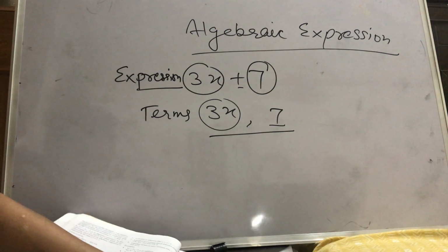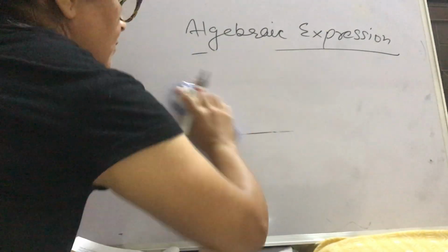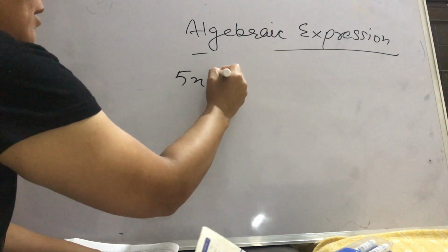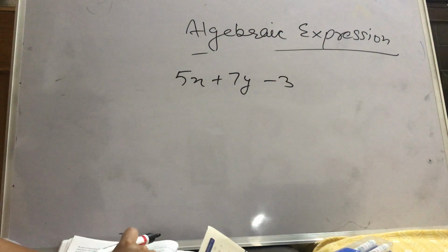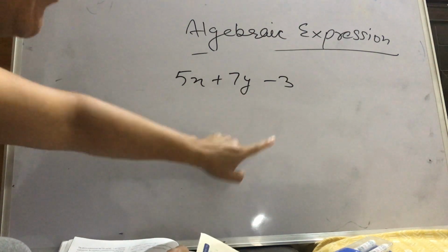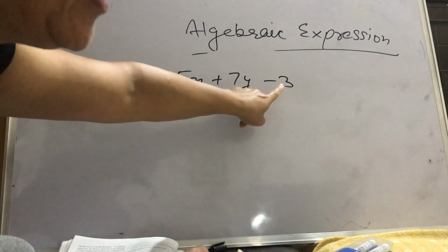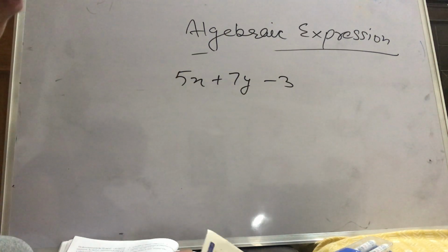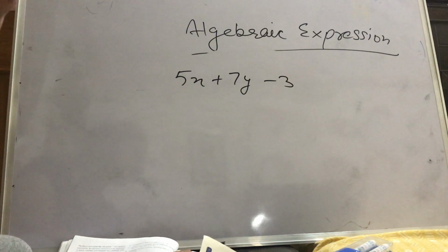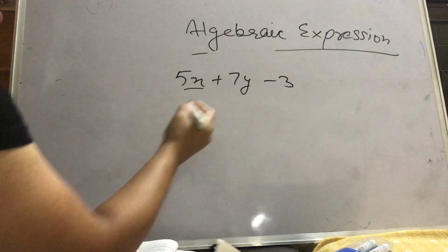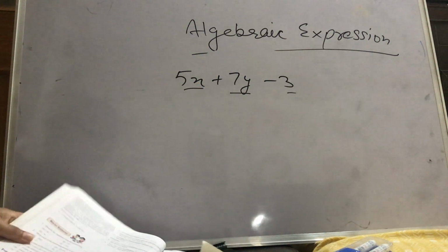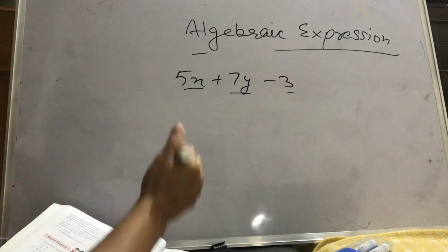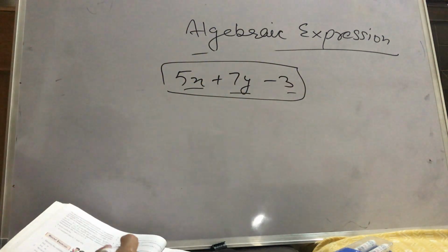There is one more expression, 5x plus 7y minus 3. This is also called an expression. It has three terms, 5x, 7y and minus 3. That 3 will be read as minus 3 because this is a negative term. So 5 and x are multiplied, 7 and y are multiplied, 3 is the constant term. So this complete is called an expression having three terms.